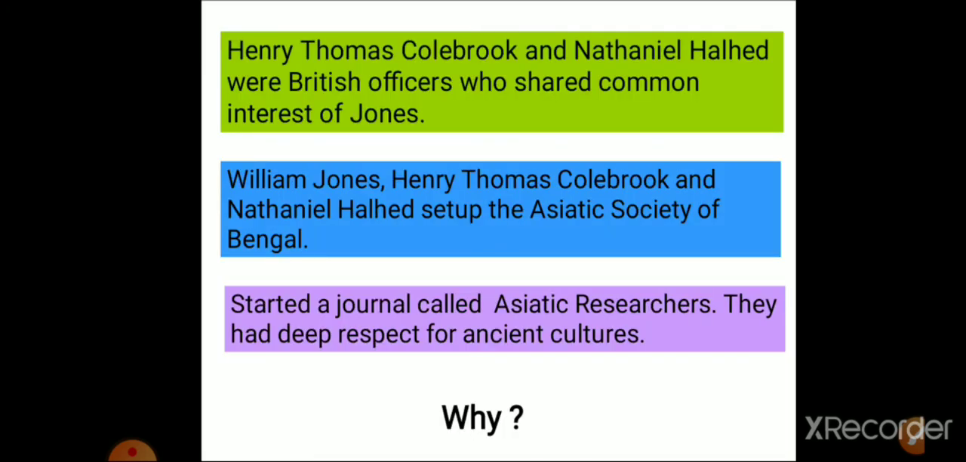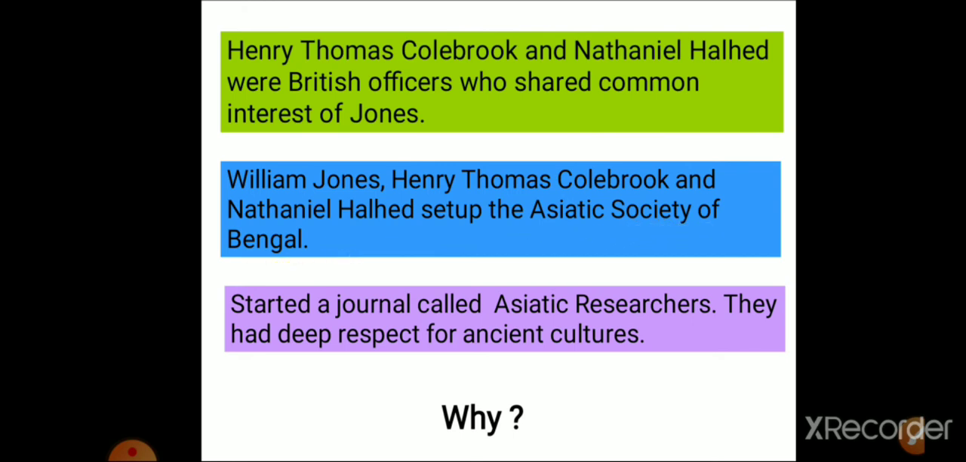So, when he came to India, he met Henry Thomas Colebrooke and Nathaniel Halhed, who were British officers and who shared common interests with Jones. Common interest means they also had a keen interest in knowing about the Indian culture and the other aspects of Indian culture. William Jones, Henry Thomas Colebrooke, and Nathaniel Halhed set up the Asiatic Society of Bengal. So, when these three met, they decided to set up the Asiatic Society of Bengal.